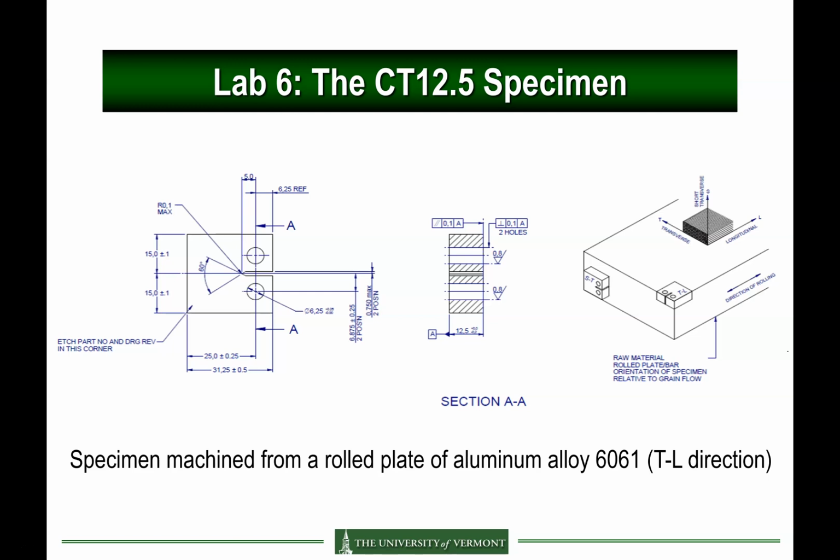And so this is the sketch of the specimen that has been designed and machined by Floyd. The dimensions are very important here. Okay, so you see here your W is 25 millimeters. All the units are in millimeters here. The thickness is 12.5, so that's why it's called a 12.5 CT specimen. But your W is 25. The total length is 31 millimeters, so it's not very big.